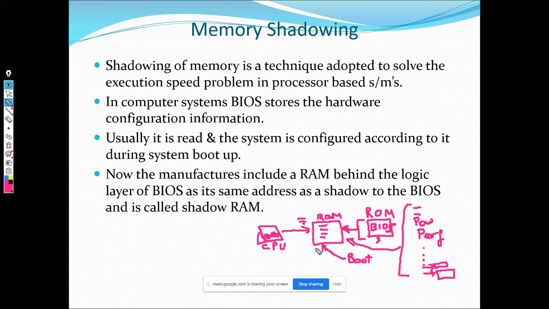Virtually you will be addressing the ROM, okay, but the contents will be copied to RAM. So that's why it's called a shadow. This RAM is actually a shadow for your ROM. Okay, clear? It is mainly done to save time.